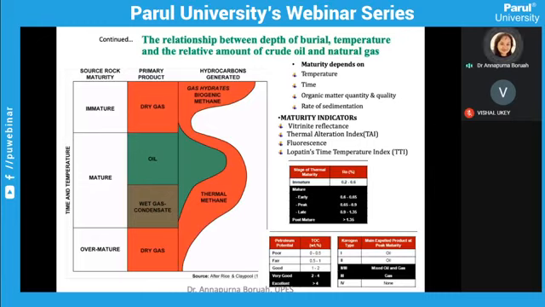In this image, you can see at the immature stage, source rock will generate dry gas or biogenic gas. In the mature stage, it will produce oil and wet gas. Then in the over mature stage, it will produce dry gas.